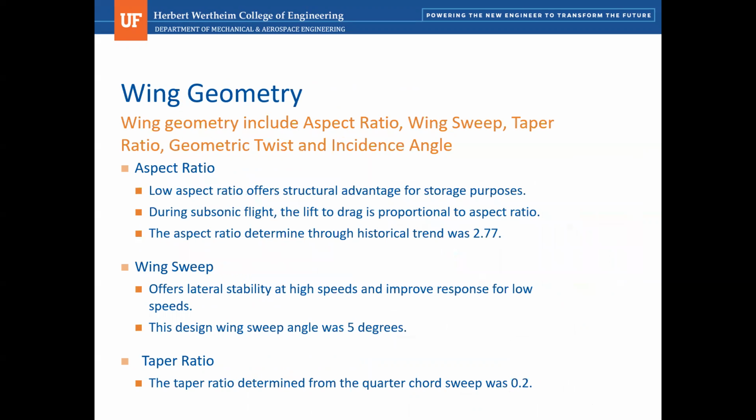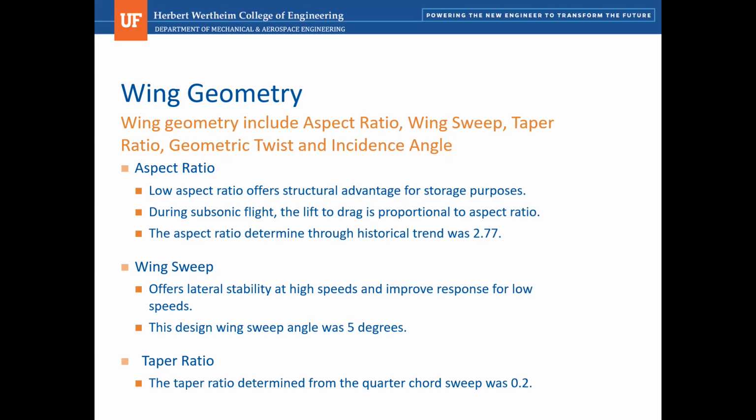With regards to wing geometry, the necessary characteristics to determine were aspect ratio, wing sweep, taper ratio, geometric twist, and incidence angle. The aspect ratio was determined to be 2.77, and this was based off of historical data. This low aspect ratio provides structural advantages specifically for storage applications. Our wing sweep angle was selected at 5 degrees. This was determined by the commonality of light aircraft to have small wing sweeps, if any wing sweep at all. The benefits of wing sweep would be high speed lateral stability, and it also helps to improve low speed responses.